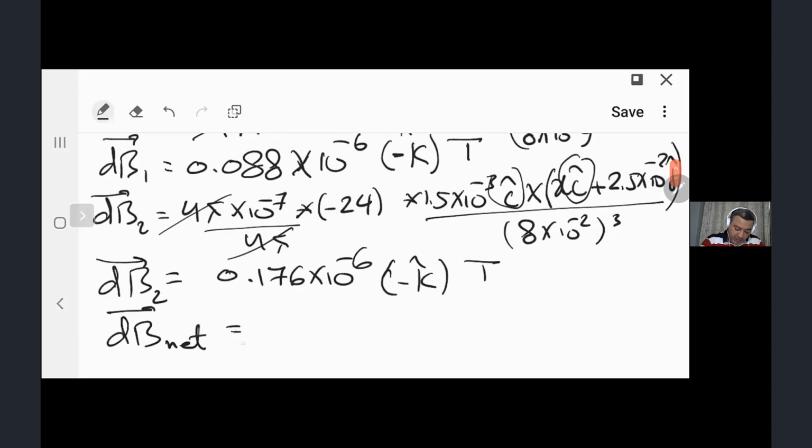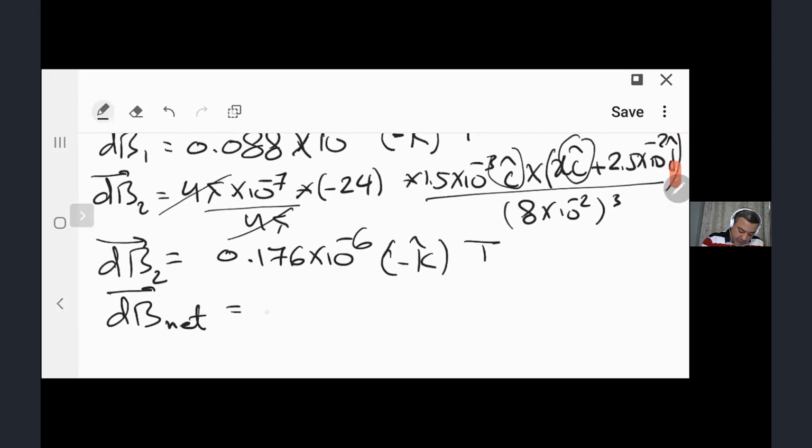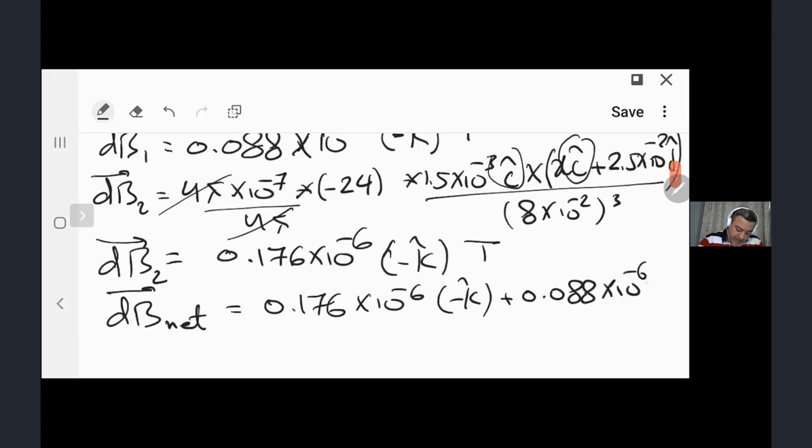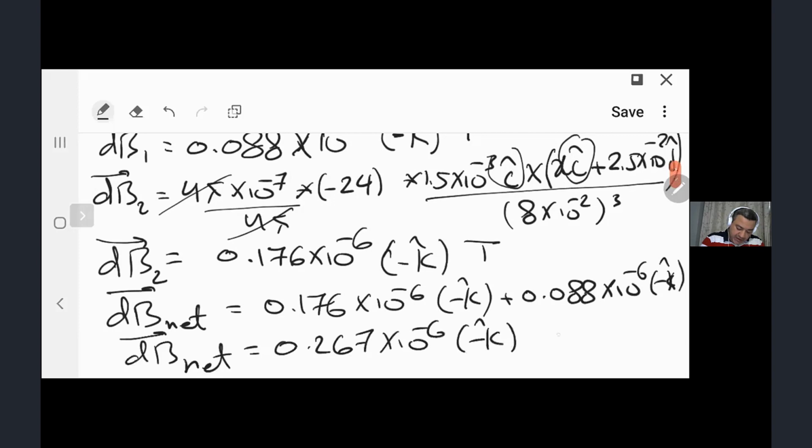And now the dB net is the summation of both. It will be 0.176 minus k hat plus 0.088 times 10 to the power minus 6 minus k hat, and dB net equals 0.267 times 10 to the power minus 6 minus k hat Tesla.